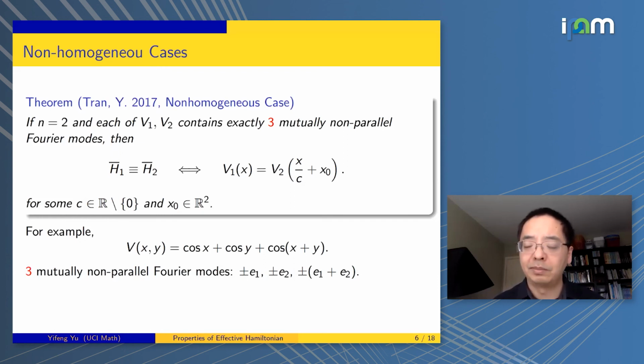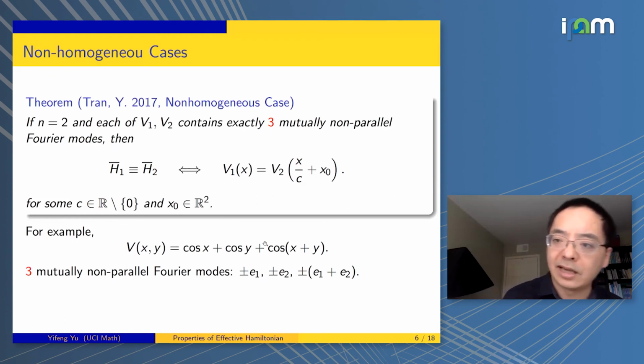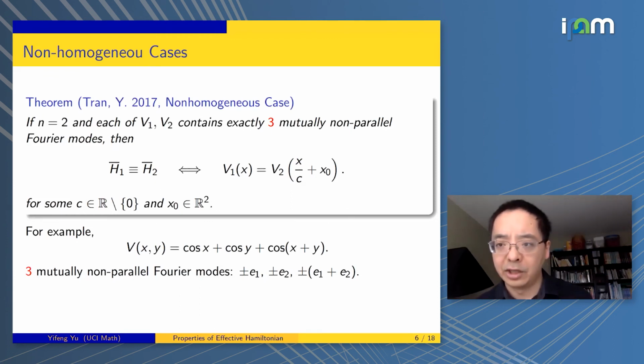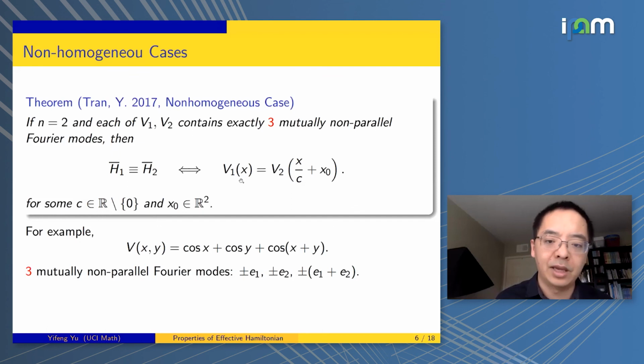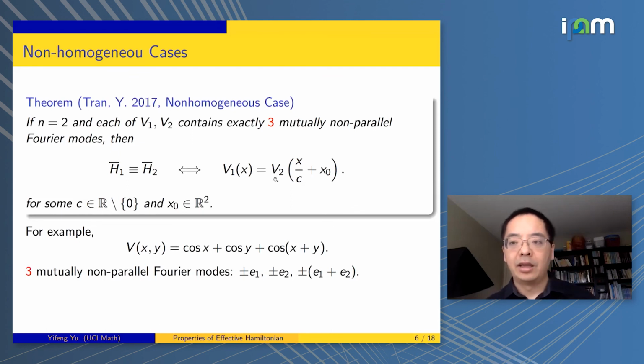trigonometric polynomials. But that's not too restrictive because we know that those kinds of functions are dense, right? And this is a typical example. In this example, you only have 3 mutually non-parallel Fourier modes. So that's one example. Our result says that in this situation, we can get what we want. If 2 effective Hamiltonians are the same, then one has to be the rescaling and translation of the other.